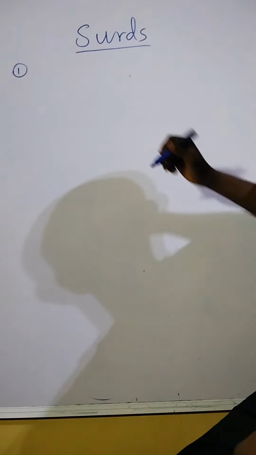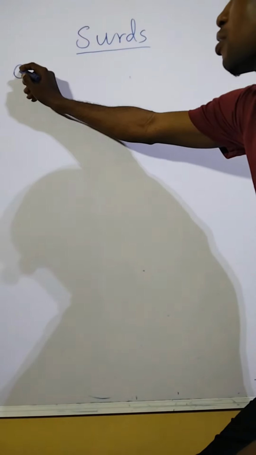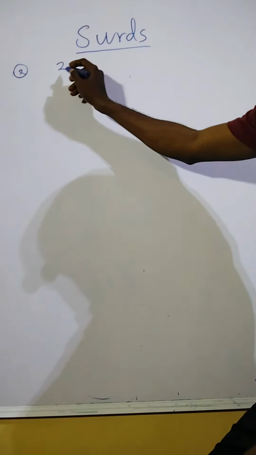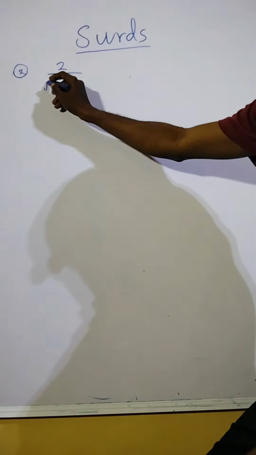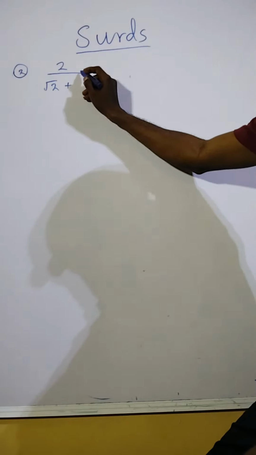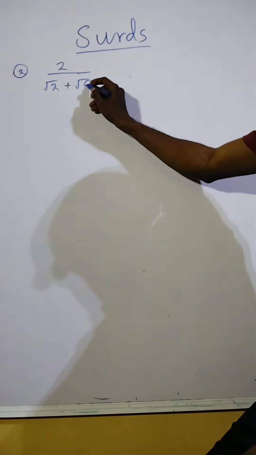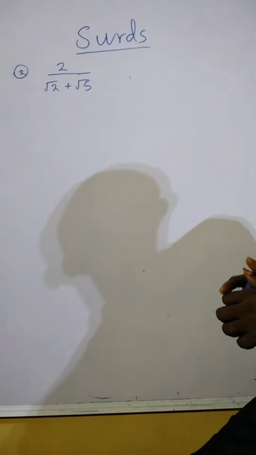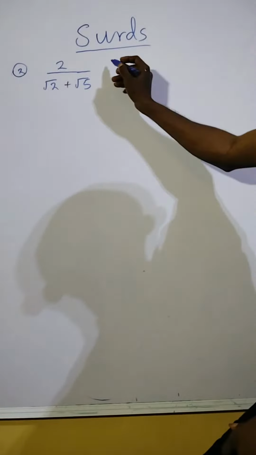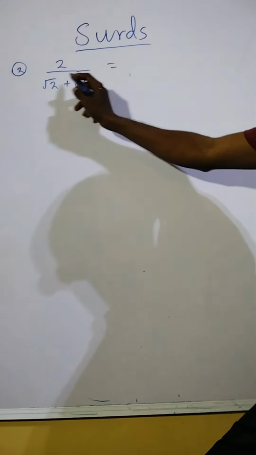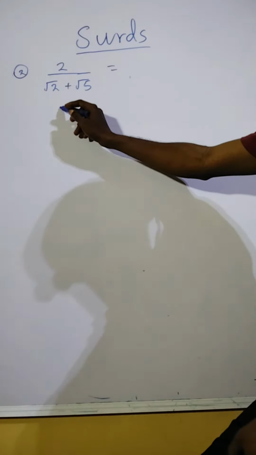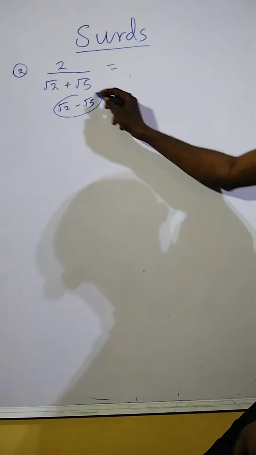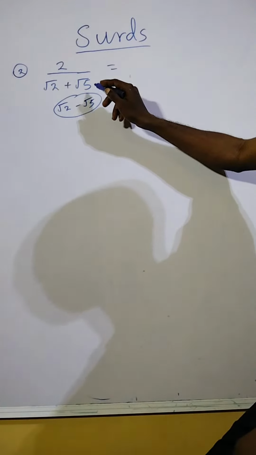So let's look at another question. We have to simplify 2 divided by root 2 plus root 5. Okay, now also we rationalize this surd and we multiply the numerator and denominator by the conjugate surd of the denominator. Here, the conjugate surd is root 2 minus root 5. So we use this now to multiply the numerator and denominator.